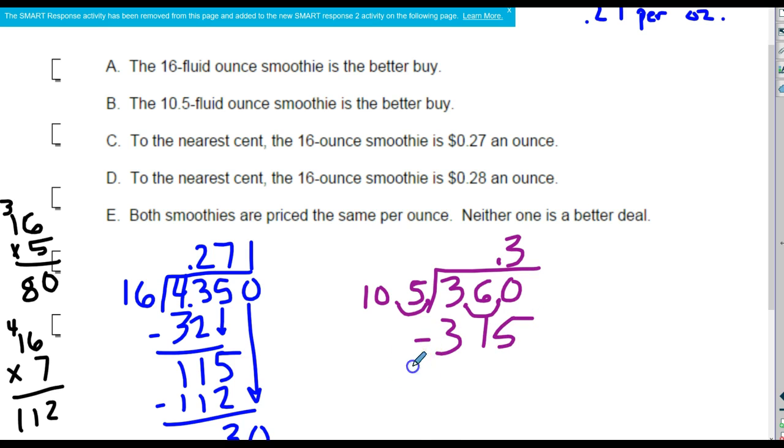And then subtract. So I have 0 minus 5. I can't do that. I have to borrow from this. That becomes 5. And this becomes a 10. 10 minus 5 is 5. 5 minus 1 is 4. 3 minus 3 is 0. So now I have 105 going into 450 when I add my 0 and bring it down.